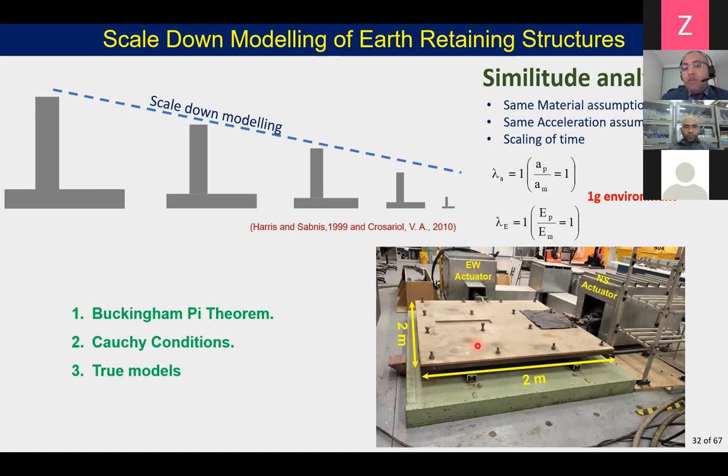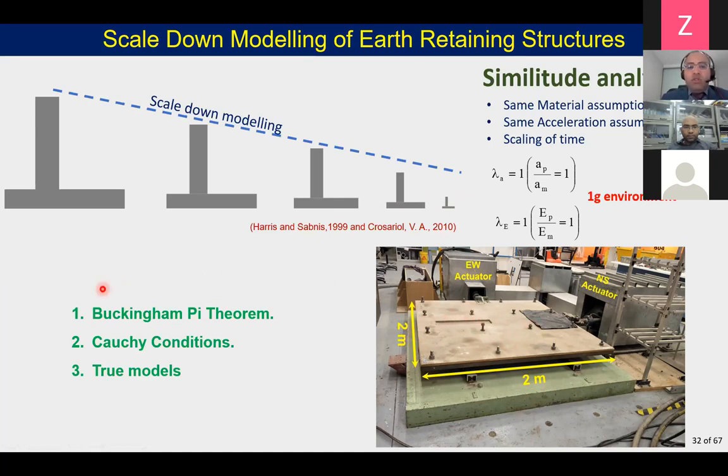But the table we have at University of New South Wales has an actuator which is placed at the base. So you can simulate the vertical ground motion, which is really very important in the case of earth retaining structures. But it was a PhD program, so we just tried to stick with the horizontal motion. We have neglected the vertical ground motion and tried to scale down the retaining wall model, in order to come up with a small retaining wall model which you can put on top of the shake table and test it.